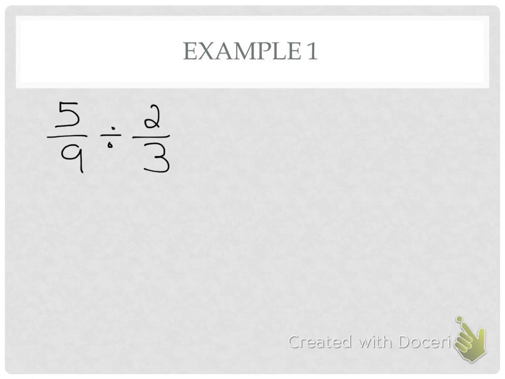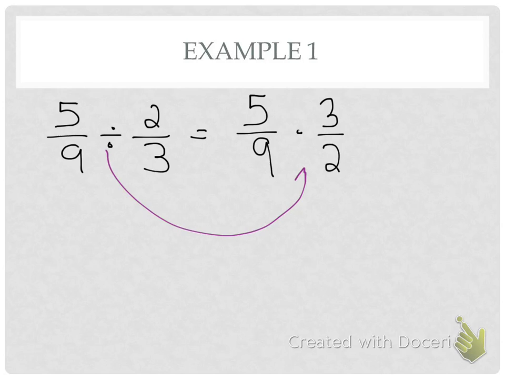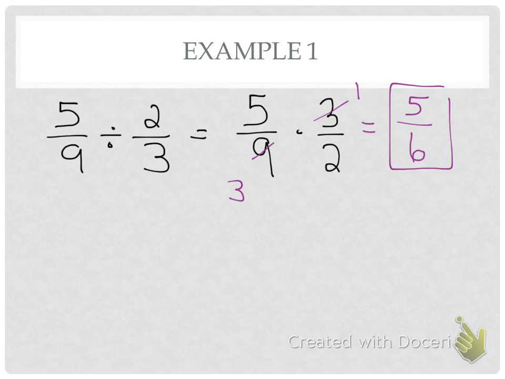So now what I need to do is flip my second fraction. Instead of 2/3, it now becomes 3/2, and I multiply. Notice that my division sign changes to a multiplication sign once I flip my second fraction. Now that I flipped my second fraction, I can cross-reduce and multiply just like I did with multiplying fractions. So 3/9 reduces to 1/3, and I can multiply it out to get 5/6.